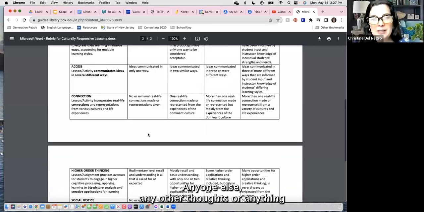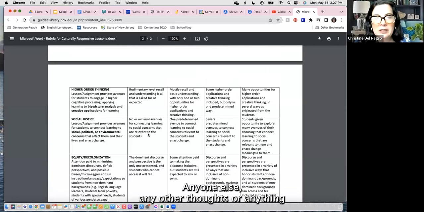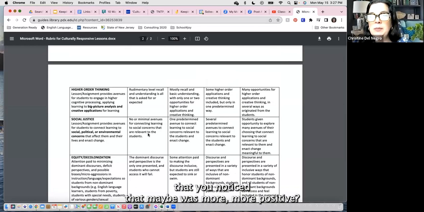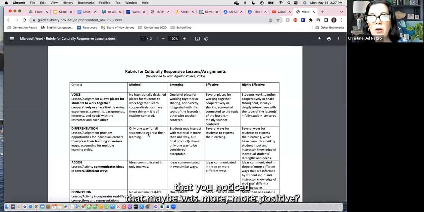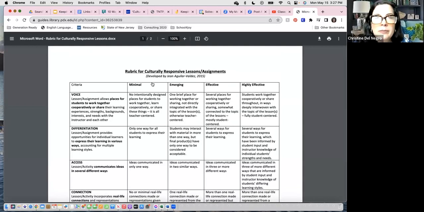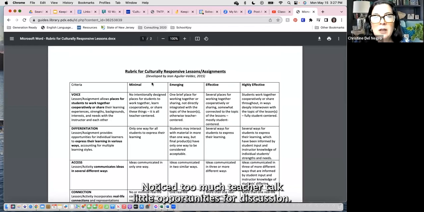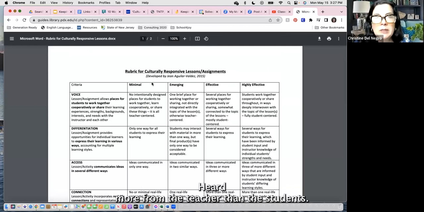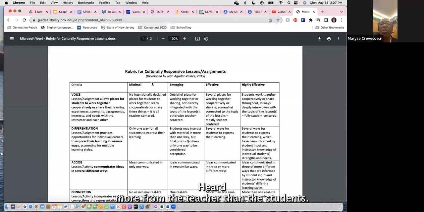Anyone else? Any other thoughts or anything that you noticed that maybe was more positive? Oh, and I'm going to pull up the chat because: no place for students to respond to information. Kids raise their hands, not noticed. Too much teacher talk, little opportunities for discussion, heard more from the teacher than the students.